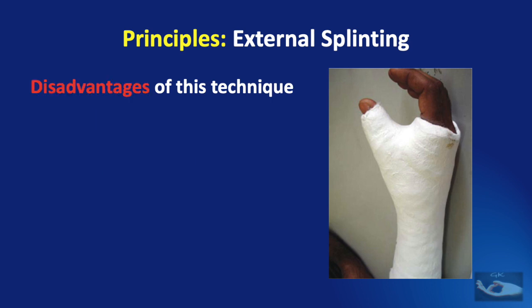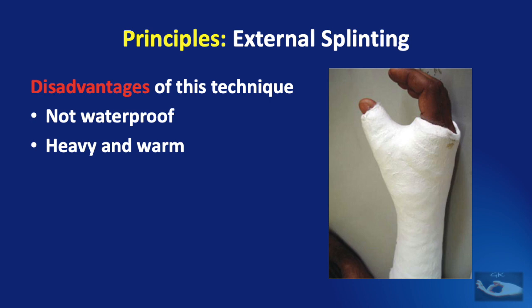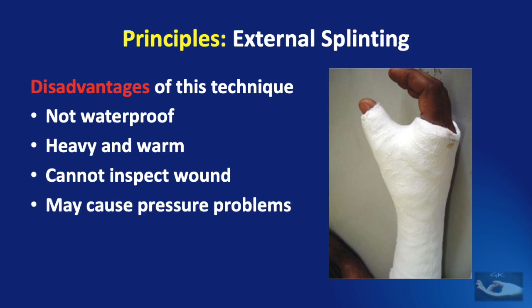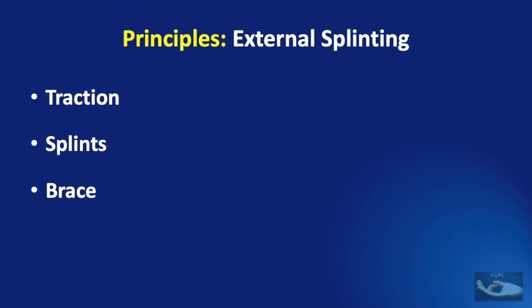However, there are some disadvantages too. They are not waterproof, they can be heavy and warm, we cannot inspect the wound without taking them out completely, and they may also cause pressure problems over bony prominences. The different modalities of external splinting available are traction, splints, and braces.